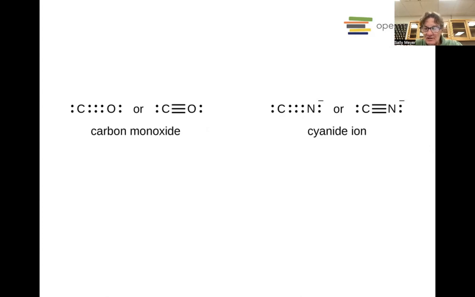Cyanide is extremely toxic, and it's used in the process to take gold out of tailings, so you often get a lot of cyanide waste in tailings piles. But it also has a triple bond, so you have 3 pairs of electrons shared between the carbon and the nitrogen to give 3 lines, 3 bonds.